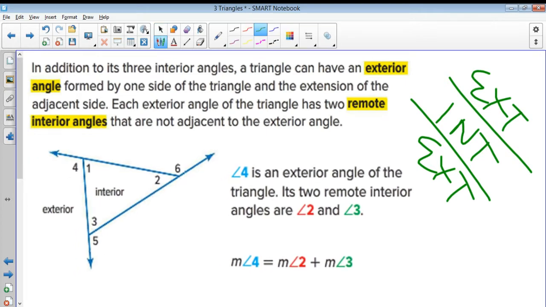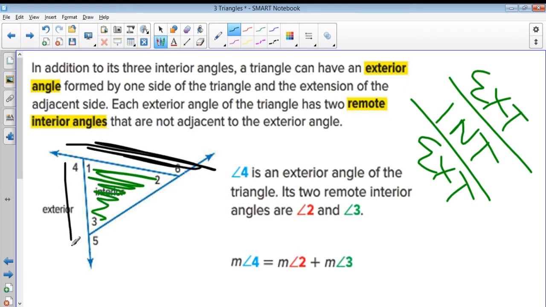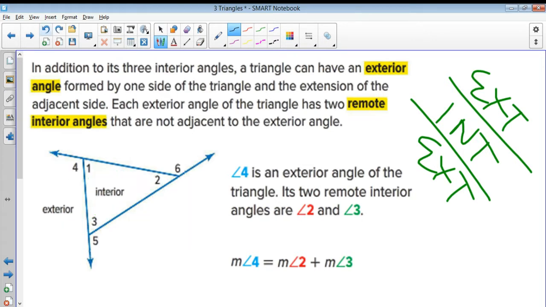The interior of the triangle is the inside of the triangle, and the outside of the triangle is the exterior. So interior and exterior, very simple. And that's actually what we use to name our angles. When I'm talking about an interior angle of a polygon, or here specifically a triangle, the interior angle is the angle on the inside. So angles 1, 2, and 3 are interior angles. Exterior angles are angles that are on the outside of the polygon, or here of the triangle. So 4, 5, and 6 are my exterior angles.